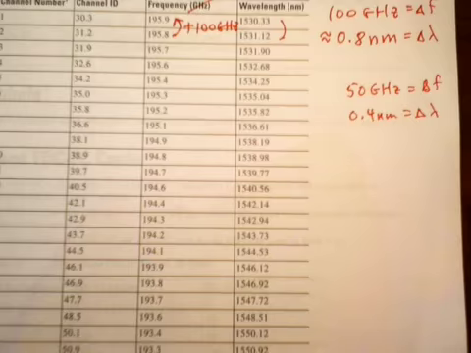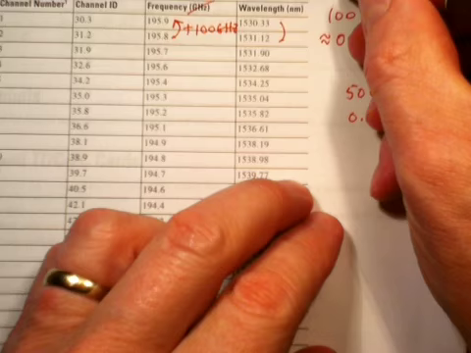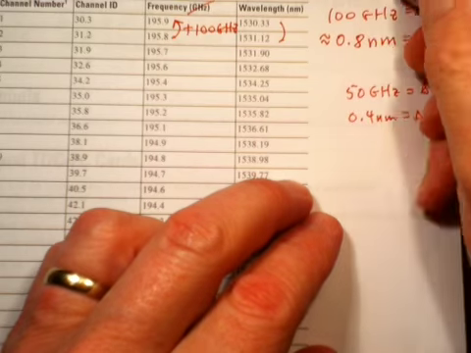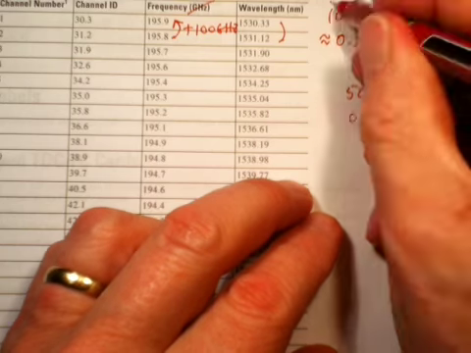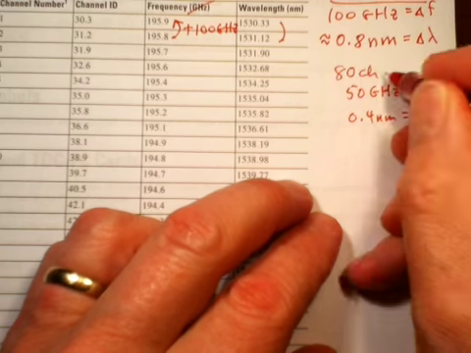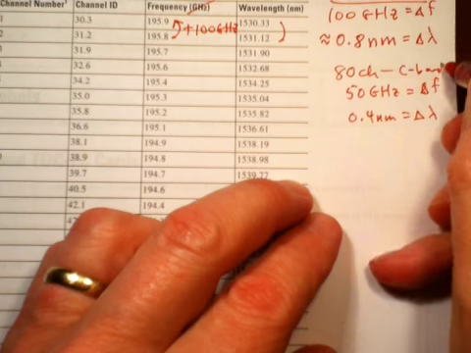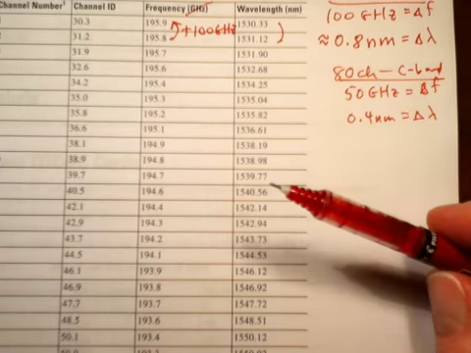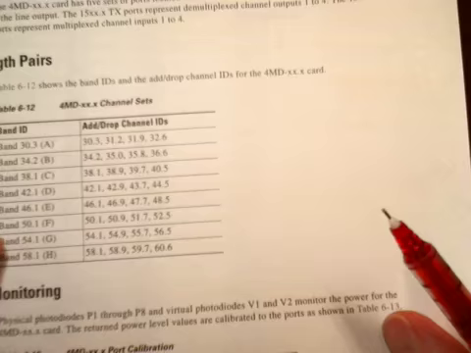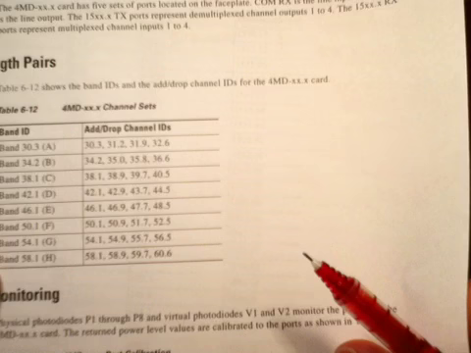The 100 gigahertz gives us 40 channels in the C band, and the 50 gigahertz is going to give us 80 channels in the C band. Okay, and so these are these wavelength ranges. So you've got 40 channels, you've got 4 channels per device, and that means there are 8 different flavors of the device.